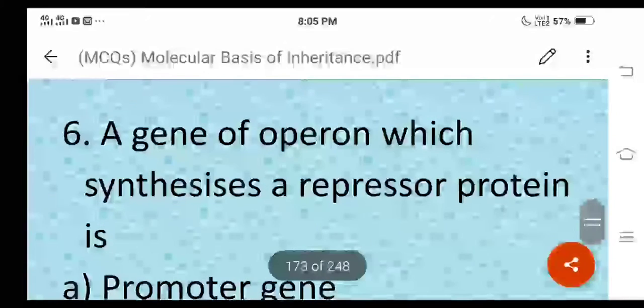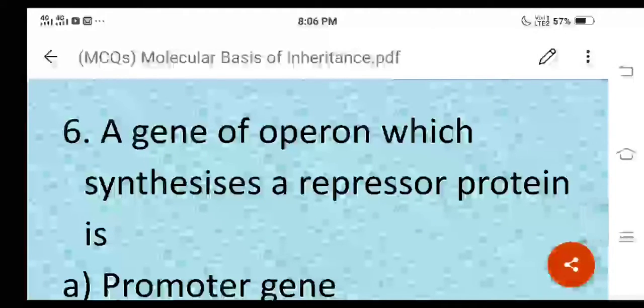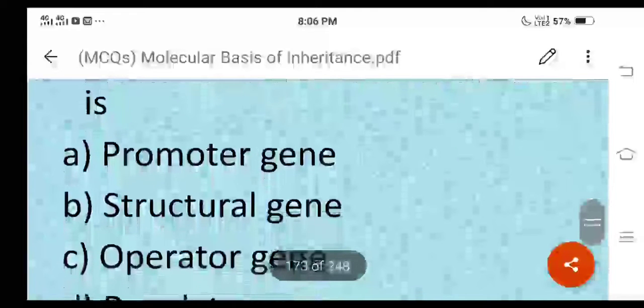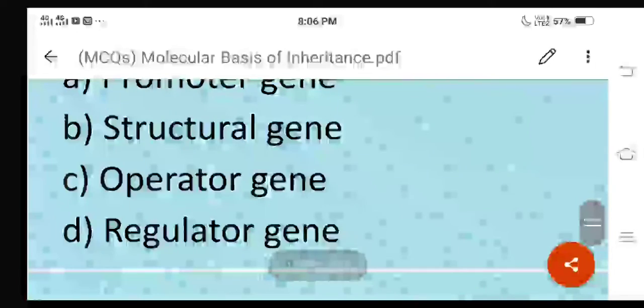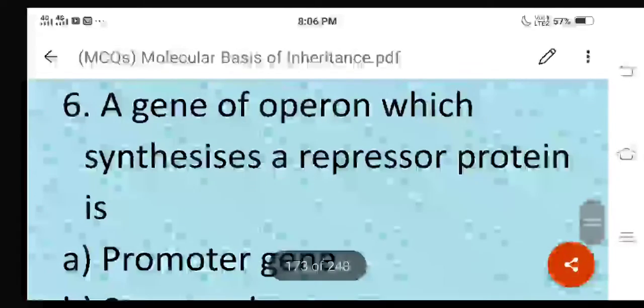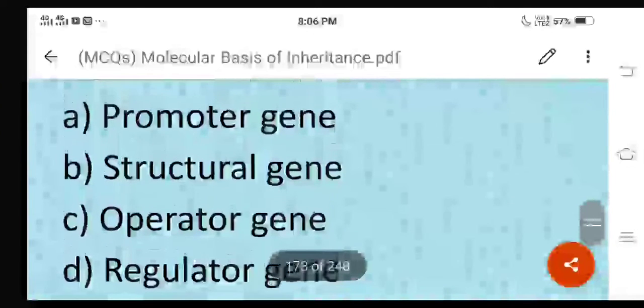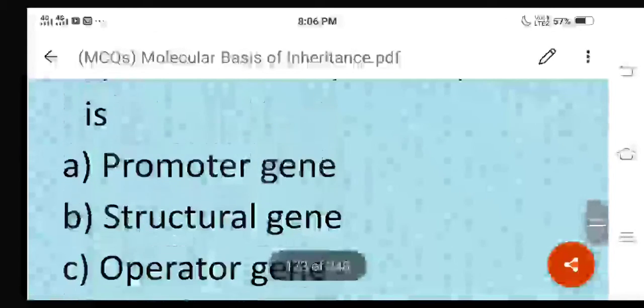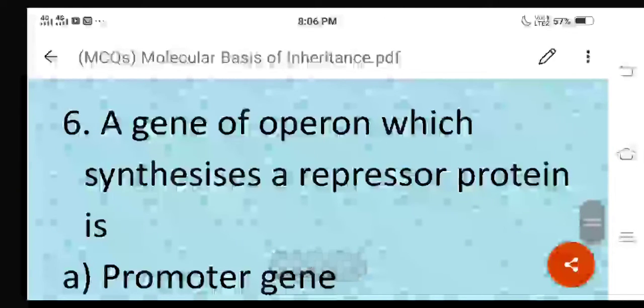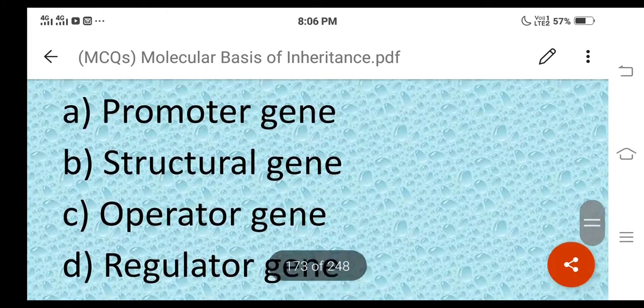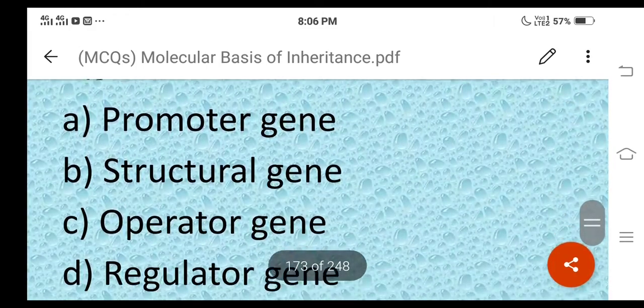Then let us move on to question number 6. A gene of operon which synthesizes a repressor protein is: promoter gene, structural gene, operator gene, or regulator gene. For question number 6, option D is the correct answer. A gene of operon which synthesizes a repressor protein is the regulator gene. Option D is the correct answer, right?